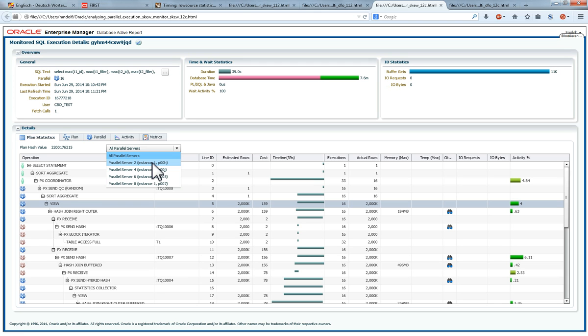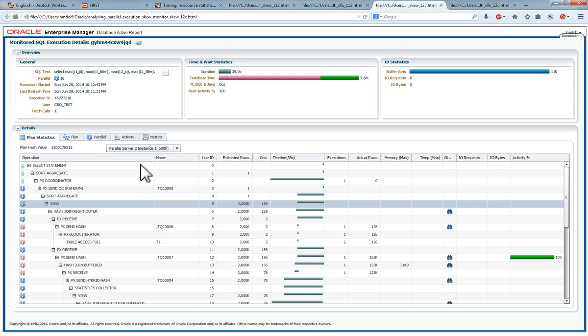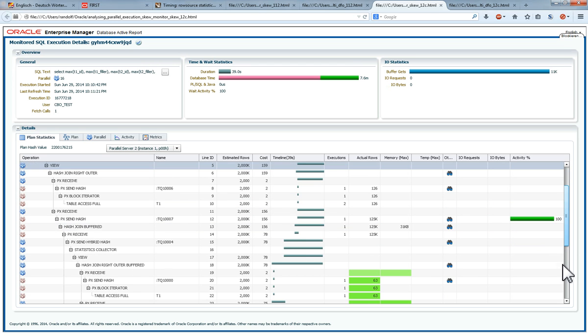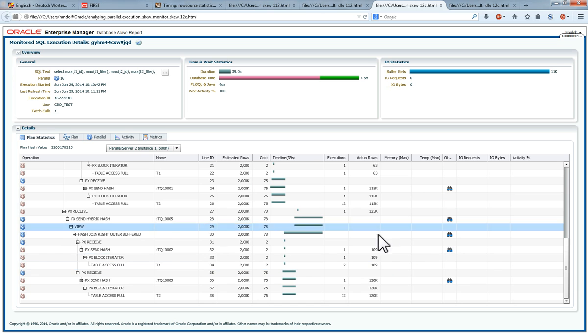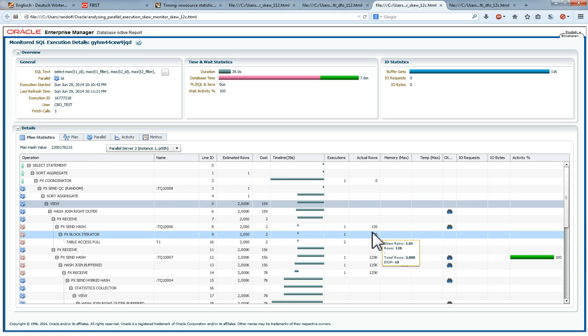I'm not entirely sure. And then if I click on one of these execution servers, then the information on execution plan line level is filtered on this particular parallel execution server. So it shows only the activity that can be related to this particular parallel execution server in this case.